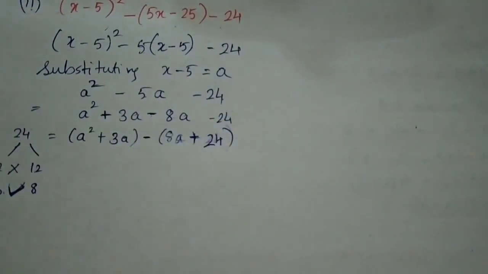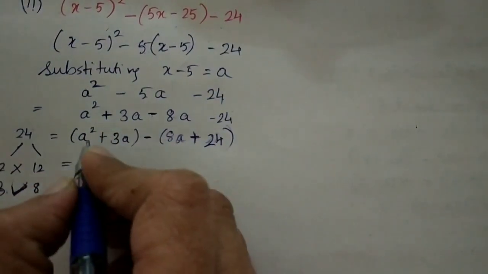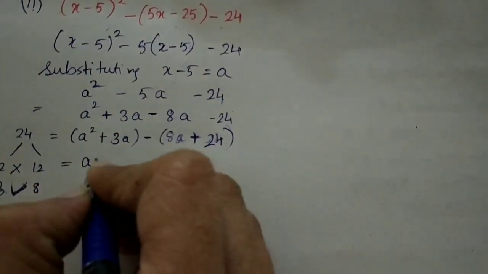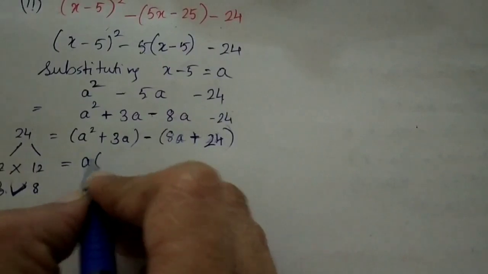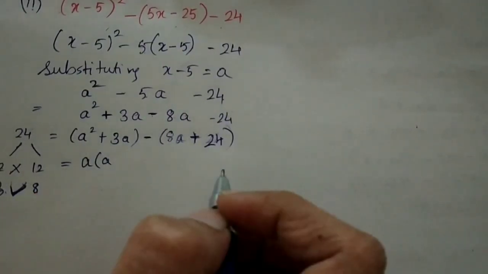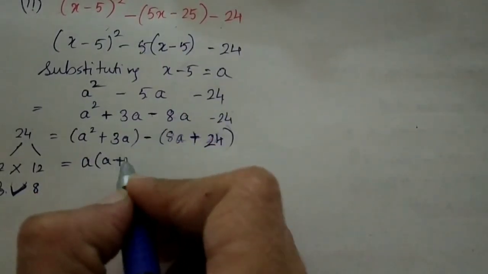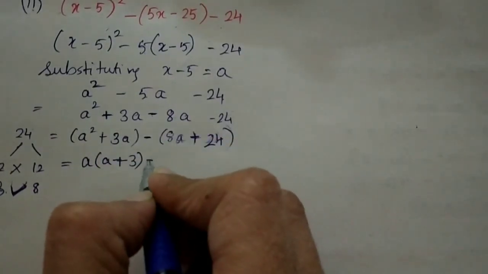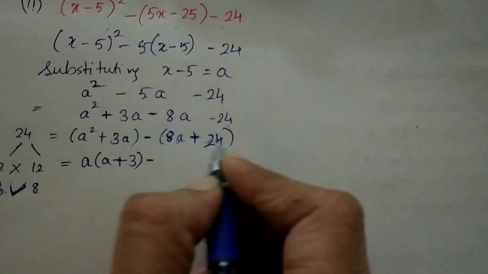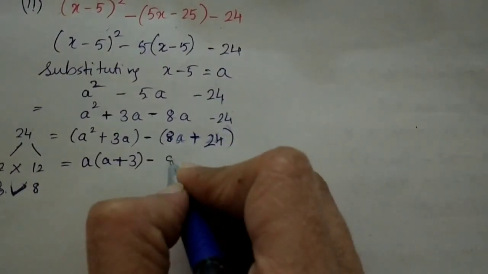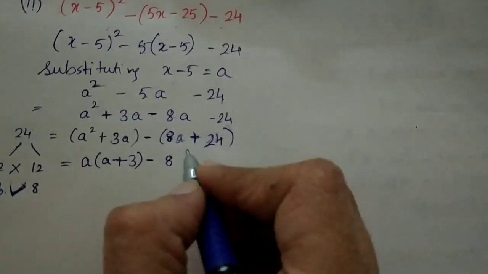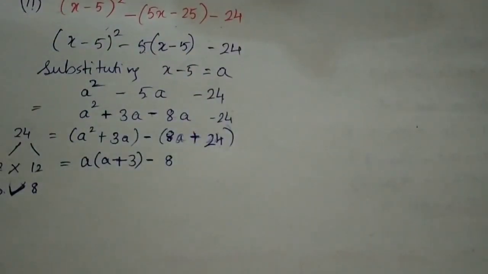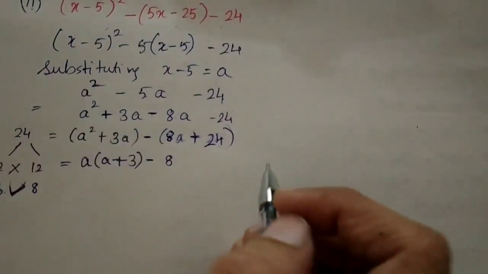Now, what is common out of the first bracket? No number is common, only alphabet a. Take it outside. A into what gives you a square? A into a gives a square plus, out of 3a, a went outside. So what is inside? 3 minus, out of 8 and 24, what is common? 8. So 8 goes outside because 8 and 24 comes in 2 table, 4 table, 8 table. Yes, but we will take the biggest number, so we are taking 8.